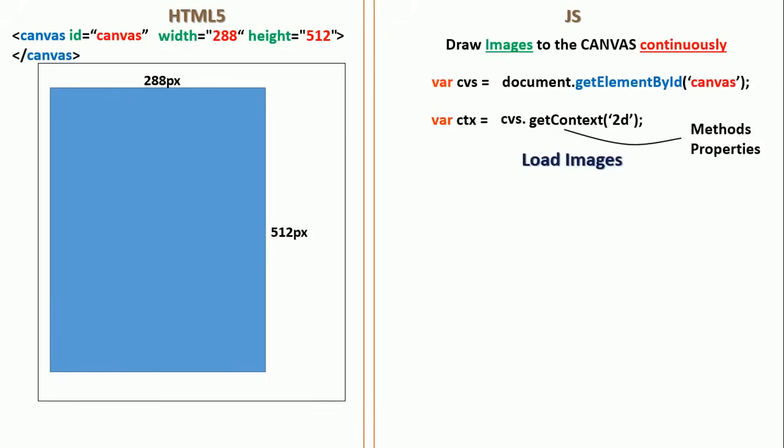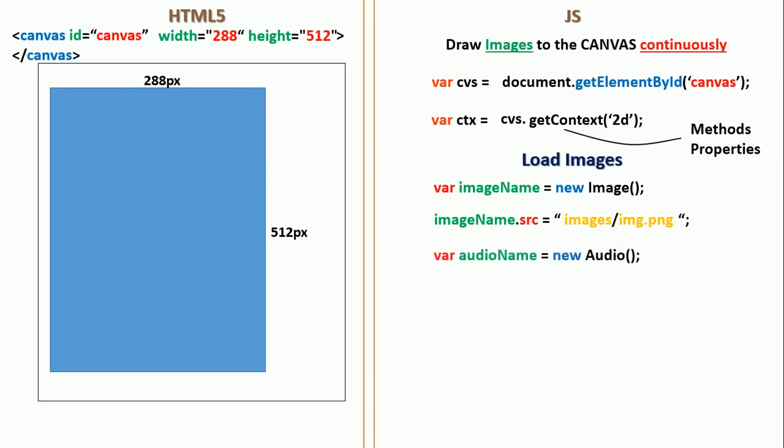Now we have to load the images first. To load an image, we will say var, give the image a name, and then say new Image. And then we have to give the image a source. So we will say image name.src equals the image source, for example images/image.png. And the same thing for audio when we need to load an audio file.